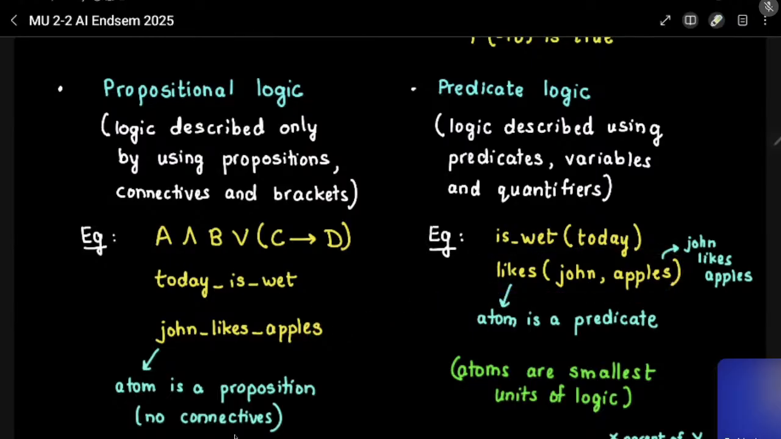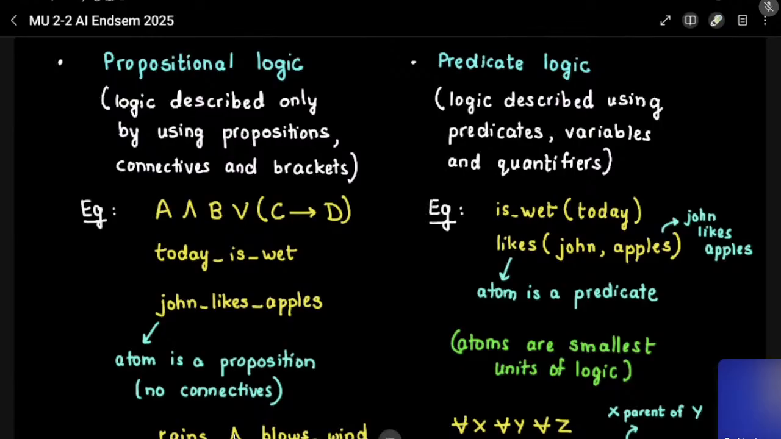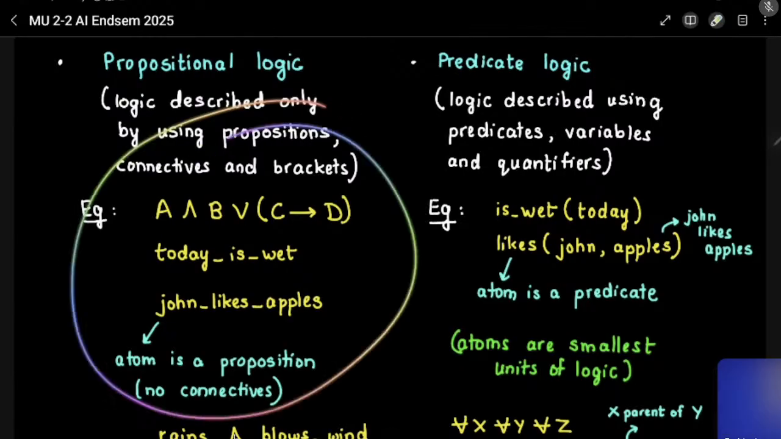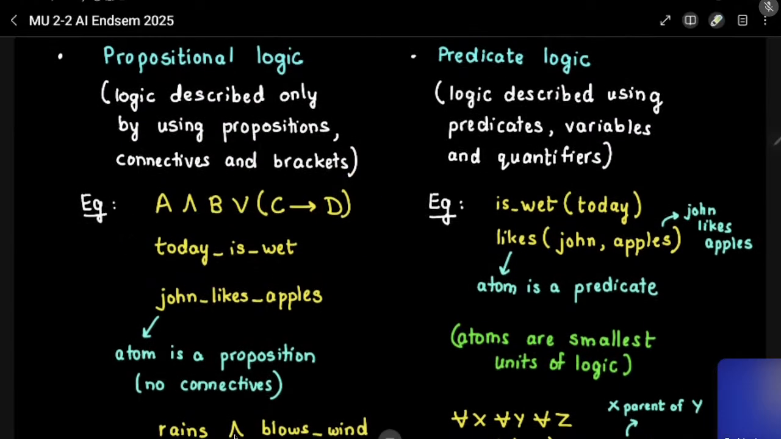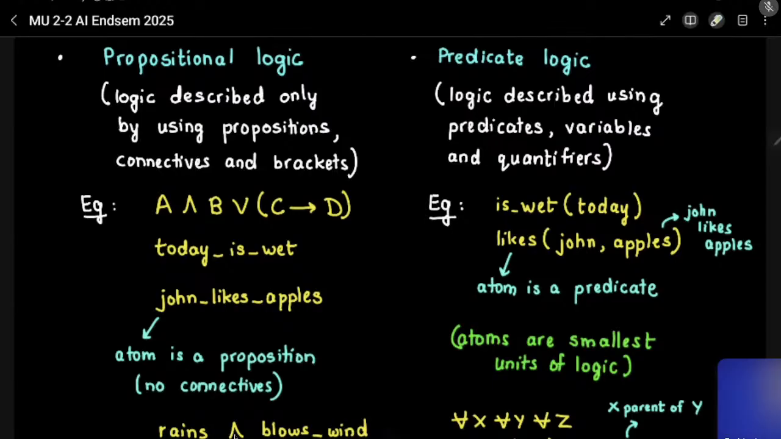So an atom is like the smallest unit of logic. If you look at propositional logic, the smallest units are these literals that you can't break apart. And all those atoms in propositional logic are propositions. This is a proposition, this is a proposition. But in predicate logic, the atoms are predicates. You can't break this apart. The unbreakable part in predicate logic is the predicate.